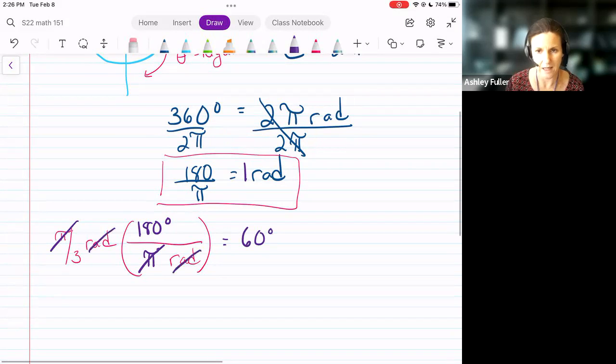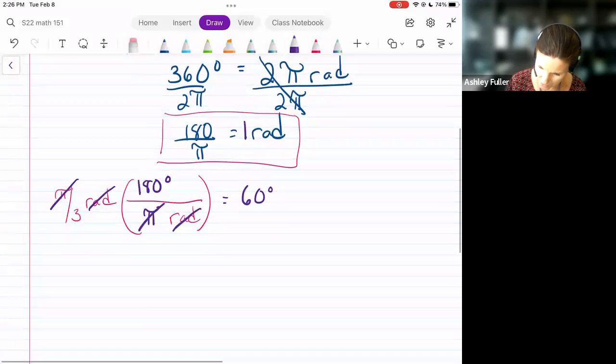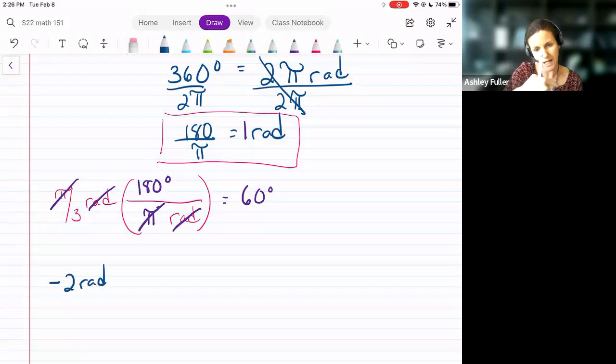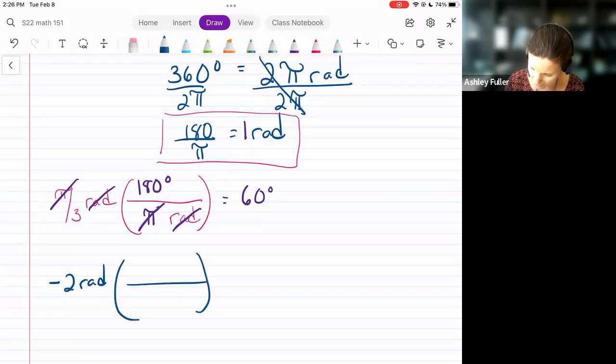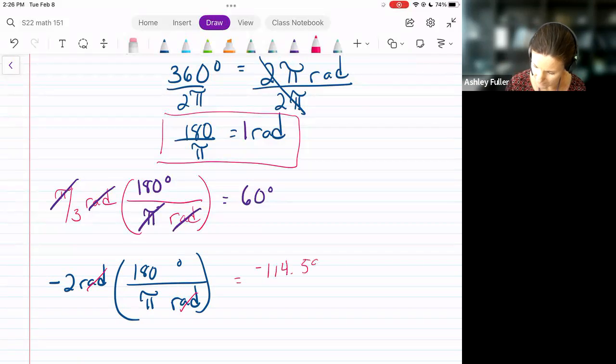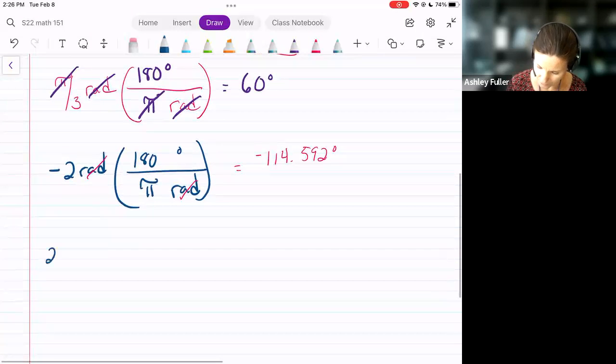The radians cancel. If I want to take -2 radians, and remember that just means that we're going clockwise, again, I want to get rid of radians, so that goes on the bottom. I want to get degrees, and I know that there are 180 degrees in pi radians. Again, radians cancel, and I end up with a decimal of -114.592 degrees.